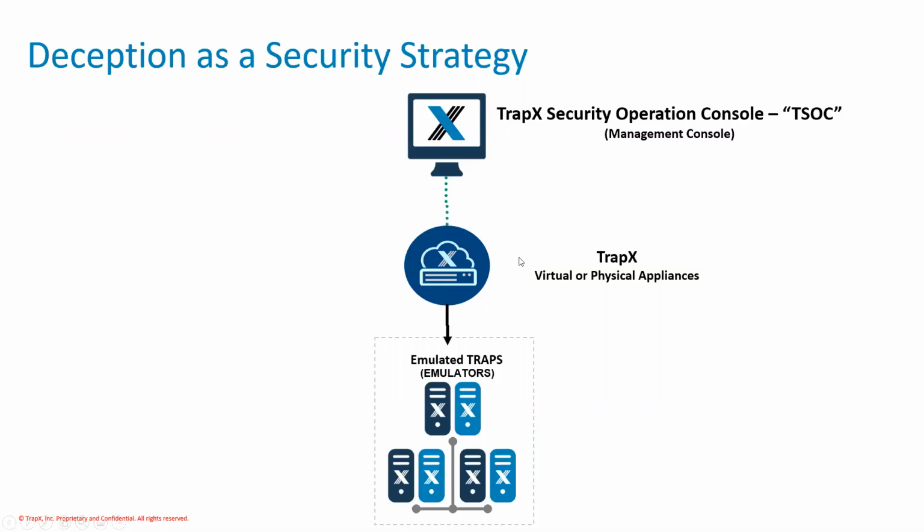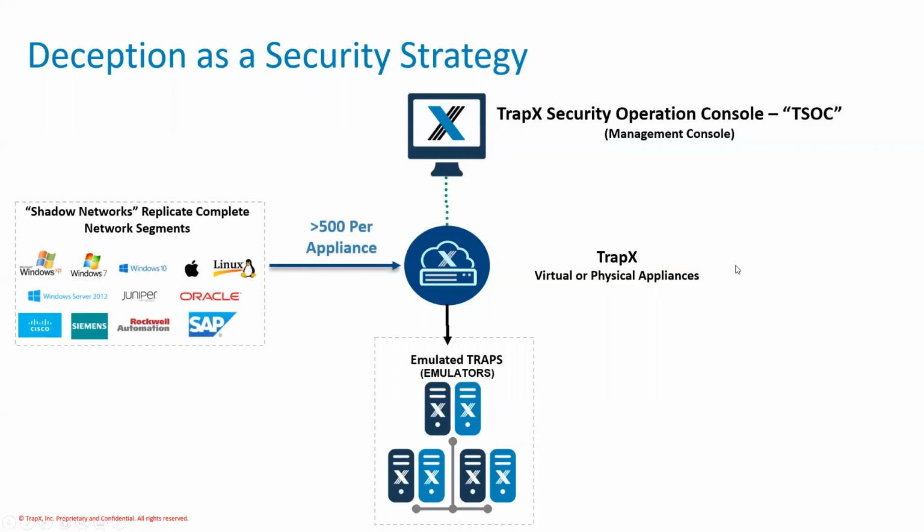This is usually a virtual appliance, but we also do have physical appliances for customers or certain sectors that require physical devices to be deployed, and that includes not only a standard rack mount server, but we also do have a hardened, ruggedized device which can be sent out to remote locations such as manufacturing plants and that sort of thing. Anyways, the appliance is really where all of the magic happens in terms of our decoys. We are able to deploy over 500 decoys per single appliance.